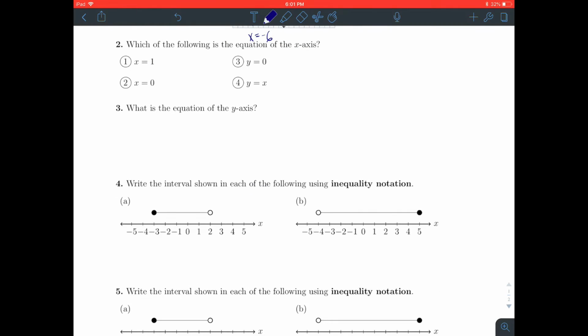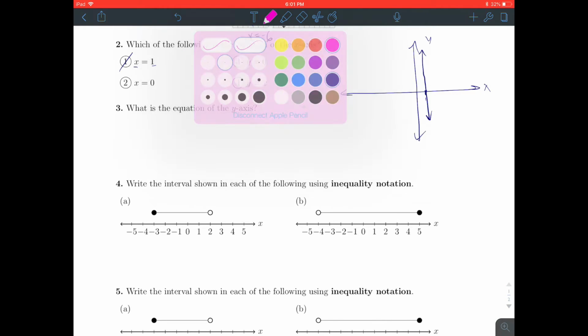Next up, which of the following is the equation of the x-axis? So what we can do is we can test each one of these answer choices. The line x equals 1 crosses the x-axis at 1. So on the x-axis, here's 1. Here's the line that crosses it at 1. This line is not the same line as our x-axis.